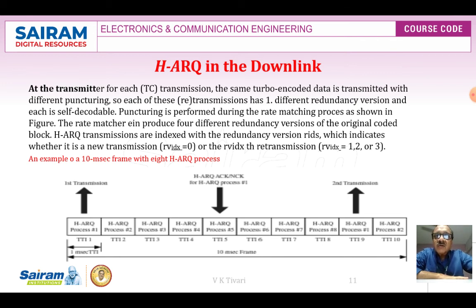You can see the same turbo-encoded data is transmitted with different puncturing, and so each of these three transmissions has a different redundancy version. Each is self-decodable. Puncturing is performed during the rate matching process shown in the figure. The rate matcher produces 4 different redundancy versions of the original coded block. HARQ transmissions are indexed with the redundancy version index, which indicates whether it is a new transmission, RV index equal to 0, or a retransmission, RV index 1, 2, 3.